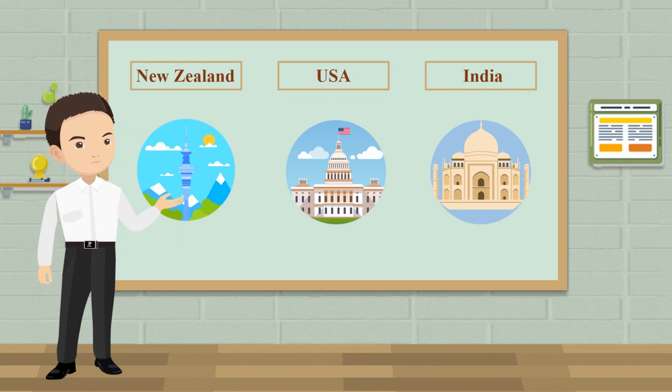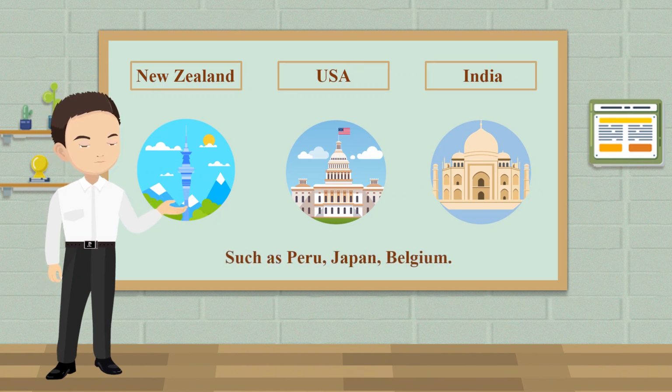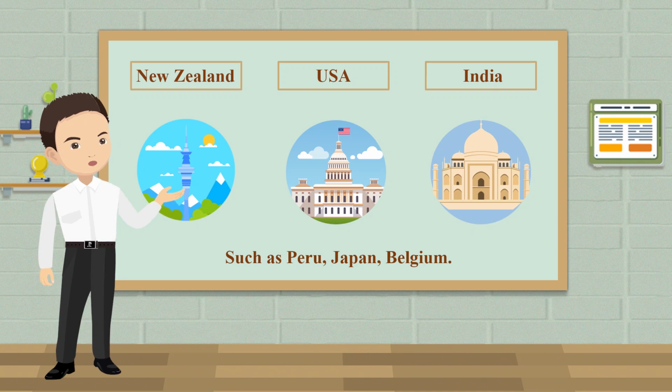In cultures of high uncertainty avoidance, it is likely to have a lower tolerance for uncertainty and ambiguity, which expresses itself in higher levels of anxiety, a great need for formal rules and absolute truth, less tolerance for people or groups with different ideas or behavior, and more tendency to display emotions, such as Peru, Japan, and Belgium.